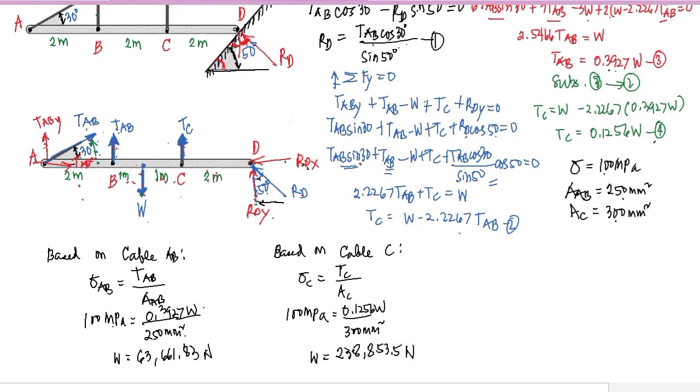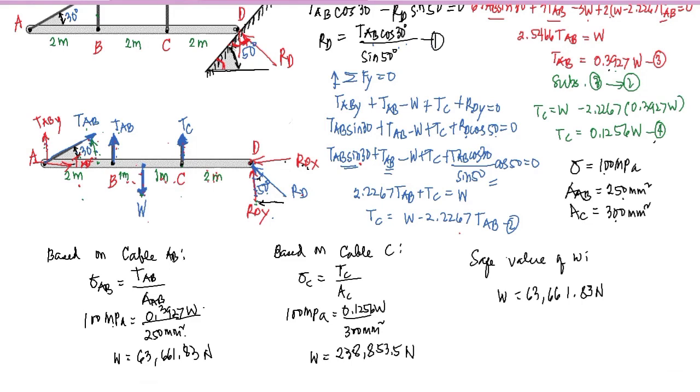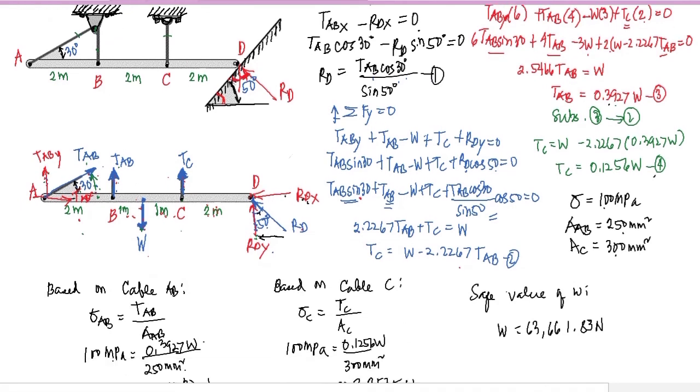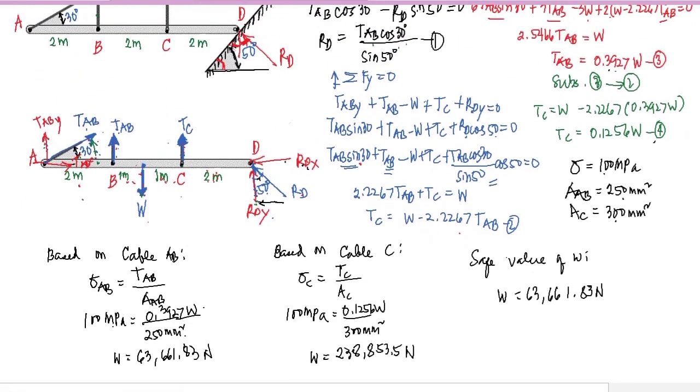Now, if we are going to determine which of the two weights na na-compute natin yung safe, always the safe load is the lowest value. So meaning the safe value of W is equal to 63,661.83 Newton. And that W here is the weight, no? Since we are asked to find the mass, meaning the mass must be in kilogram, or since masyadong malaki yung sagot natin, we will express that in megagram. So nakadepende pa rin to sa choices na binigay sa problem.